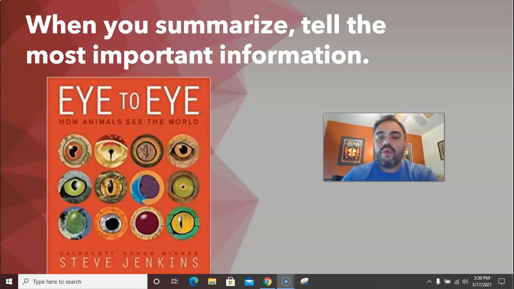Okay, so you remember Eye to Eye, the wonderful book we read a long time ago, first semester, back when we first started the fourth grade. And I have revisited this text and I have written a summary for you that I would like to read for you now. In Eye to Eye, Steve Jenkins, the author, describes the different ways animals' eyes work and how they use their vision to survive.